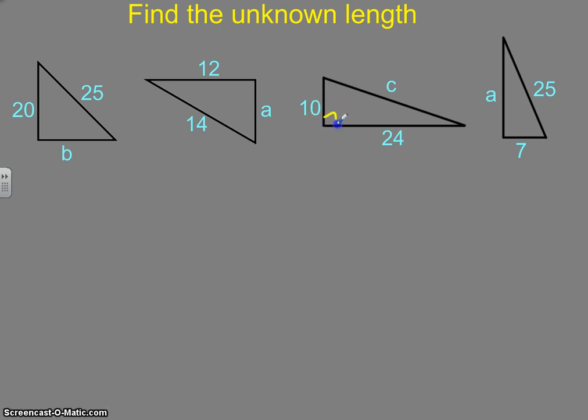Okay, here's the right angle. It's a pretty bad square. Okay, I'm looking for C. So this is A. It doesn't matter which one's A and which one's B. You can choose. Not going to change anything. 10 squared plus 24 squared is equal to C squared.